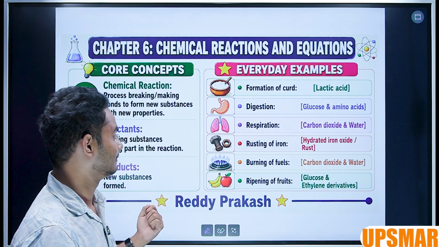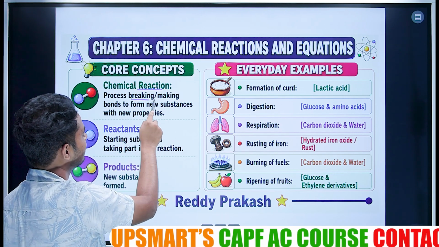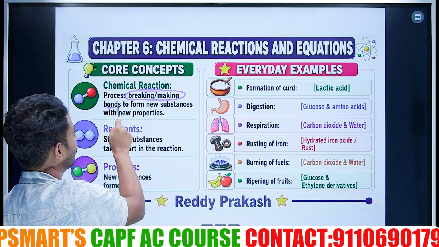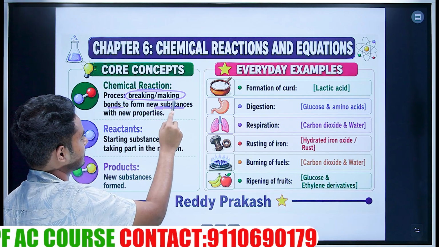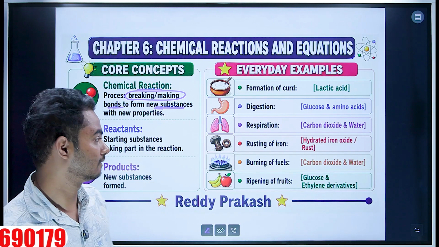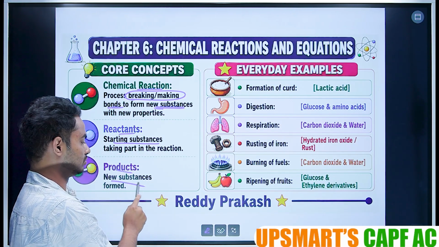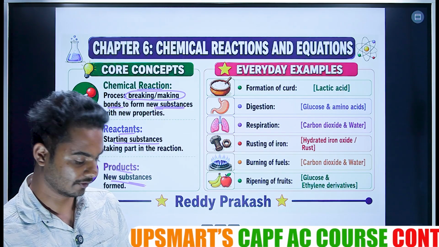Okay? Fine. What is a chemical reaction? A process that either makes or breaks bonds to form new substances. What are new substances called? Products. Fine. So reactants are the starting substances. Products are the new substances. We got a hold of this?